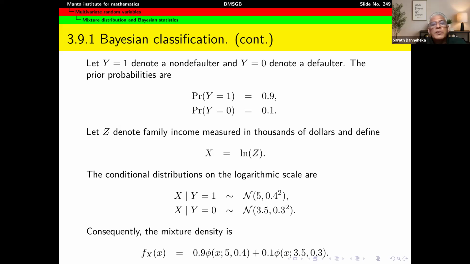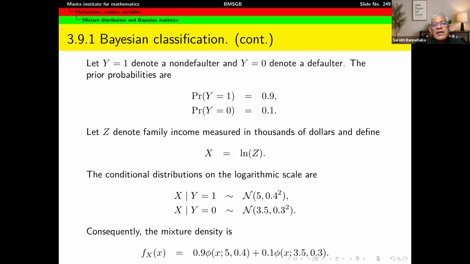So according to the given information, the prior probabilities are 0.9 and 0.1. Probability y equal to 1 is 0.9, that is 900 out of 1,000. And probability y equal to 0 is 100 divided by 1,000, that's 0.1. Let Z denote the family income measured in thousands of dollars and define X to be log of Z.